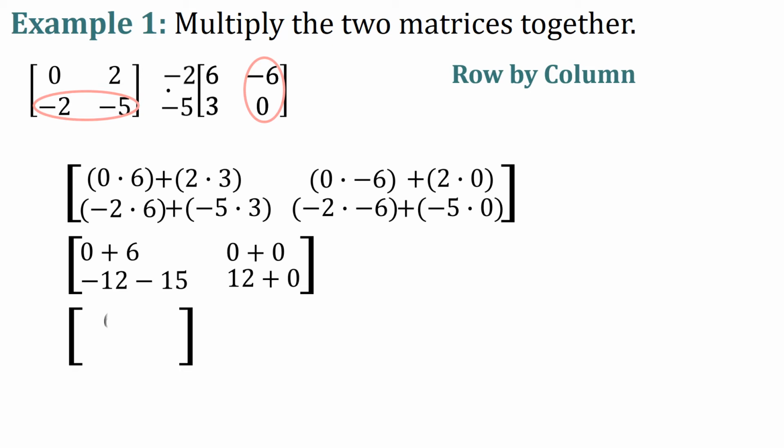Now we need to simplify even farther. 0 plus 6 is 6, 0 plus 0 is 0. -12 minus 15 is -27, and 12 plus 0 is 12. So now we have multiplied these two matrices together.